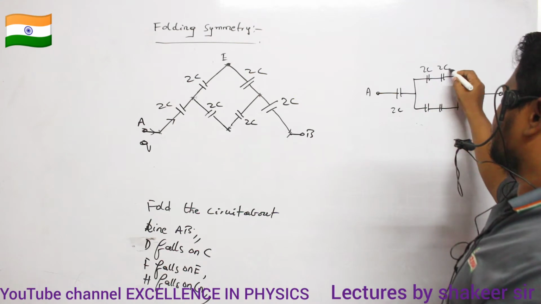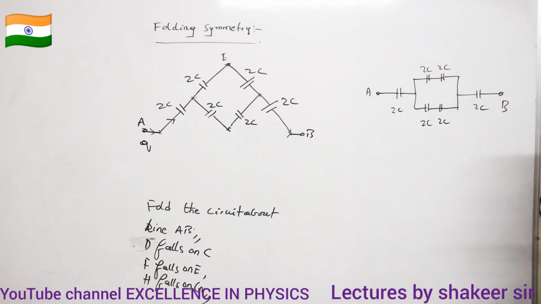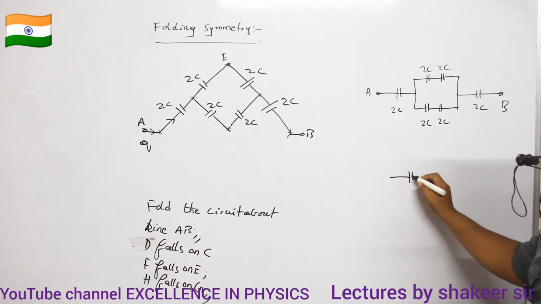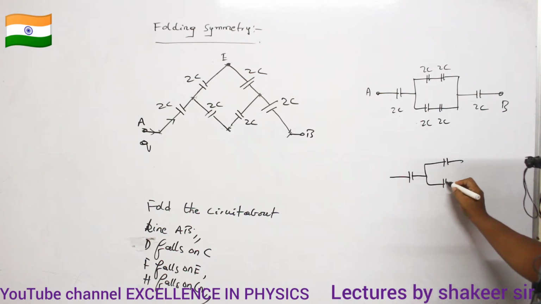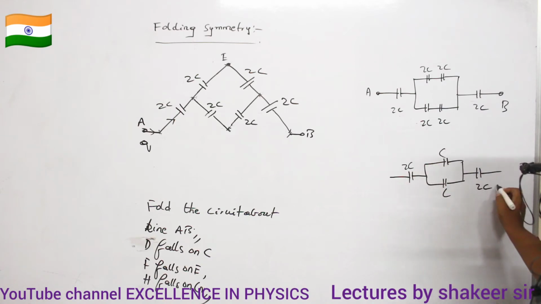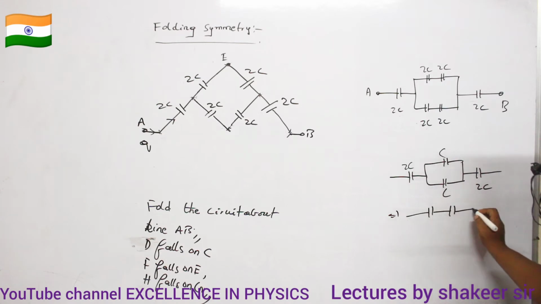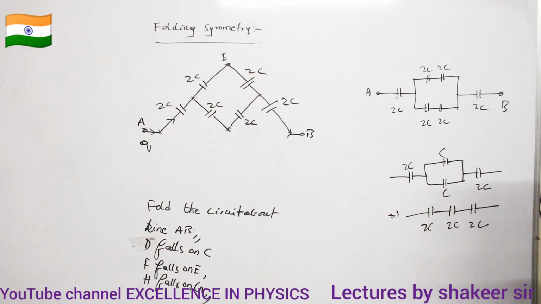Clear, ma? So this is the circuit which I got. That's all. Clear? So 2C and 2C, they are connected in series. So therefore, how can I draw it? This is C, this is also C, and this is 2C. Clear? 2C, C, C, and 2C. Again, C and C are connected in parallel, no? So 2C, 2C, and 2C. If 2C, 2C, and 2C are connected in series, then what is the equivalent capacitance? 2C divided by 3. So this is the equivalent capacitance.